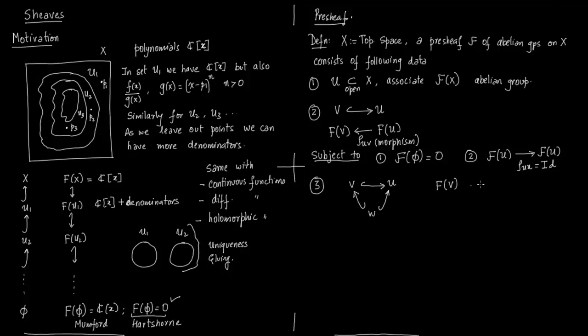I'm doing nothing, I'm just going to reverse arrows as in point number 2 above. V is included in U, so you get an arrow from F(U) to F(V), and that is what we are doing here. I'm just reversing arrows. So the inclusion diagram of V, U and W on the left will induce a diagram on the right in terms of group morphisms. You can find this definition in Hartshorne.